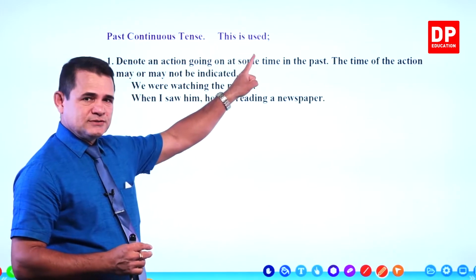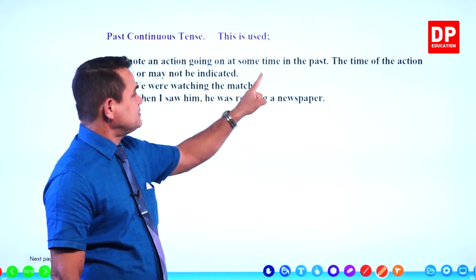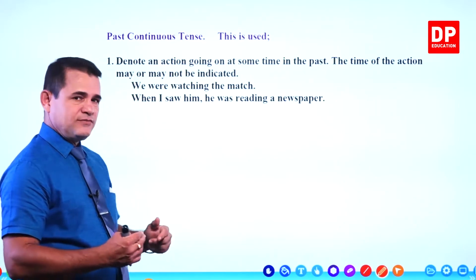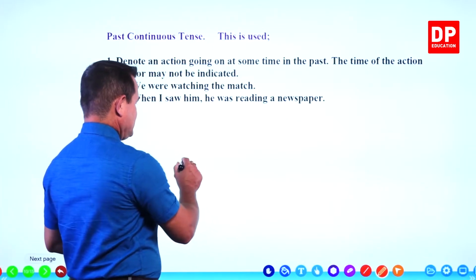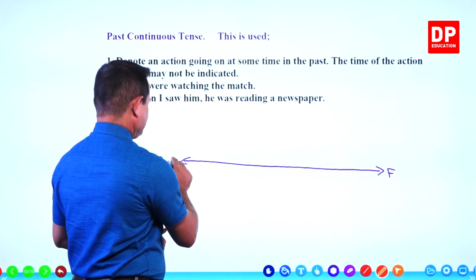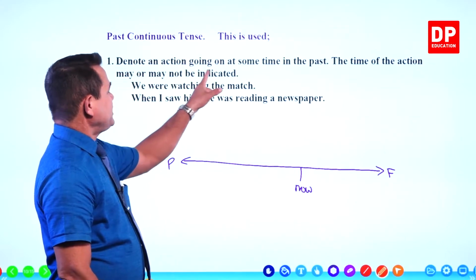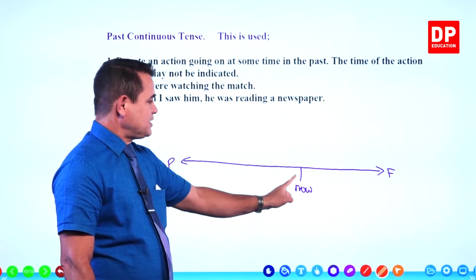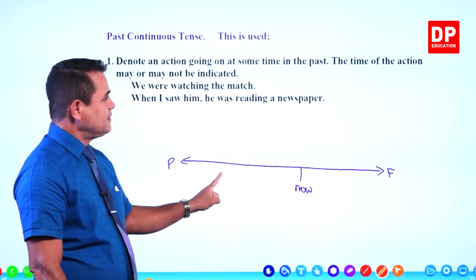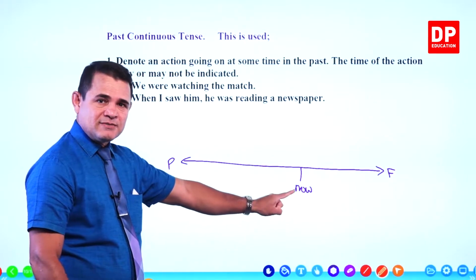Now this is used to denote an action going on at some time in the past. Going on action. Right, now we'll go back to the timeline once again. This side future and this side past, and here we'll say now. So going on action sometime in the past, not now, not future. No connection to present.